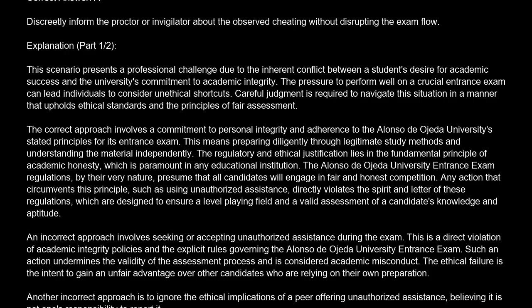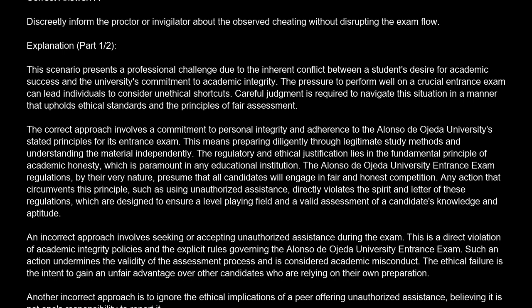The pressure to perform well on a crucial entrance exam can lead individuals to consider unethical shortcuts. Careful judgment is required to navigate this situation in a manner that upholds ethical standards and the principles of fair assessment. The correct approach involves a commitment to personal integrity and adherence to the Alonso de Ojeda University stated principles for its entrance exam. This means preparing diligently through legitimate study methods and understanding the material independently.